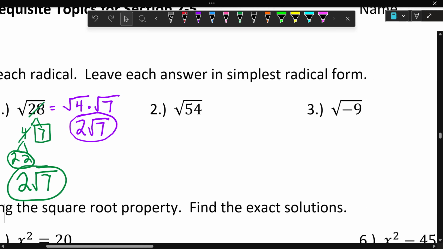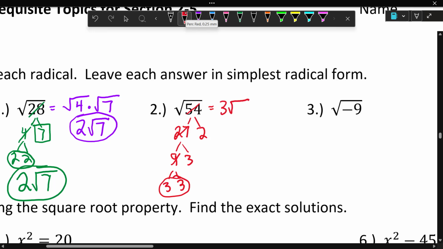Same thing with number 2 here, root 54. Let's say we do our factor tree. We think, I don't know, 27 and 2. I know 2 goes into it because it's even. 27 is 9 and 3, and then 9 is 3 and 3. So we want to get down till we can't factor the numbers anymore, and that's what's going on here. So we got a pair of 3's that'll go on the outside, but then we have 2 things left over. So we just keep them together, we multiply them together. So you get 6 here.